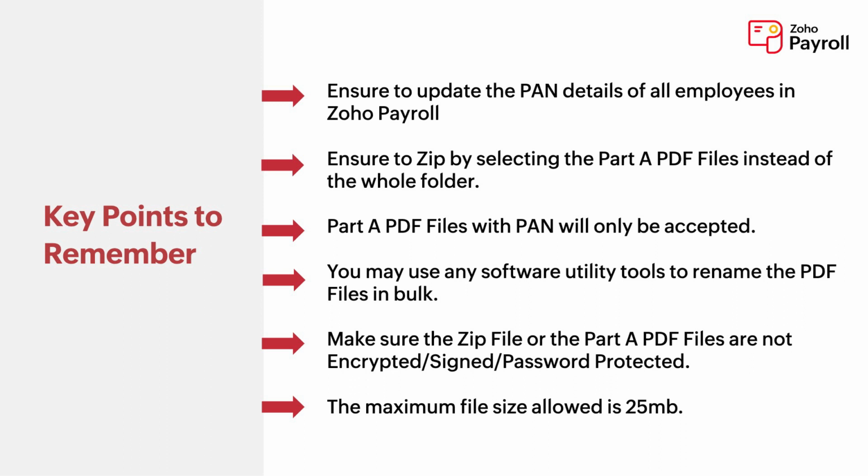Now, with regards to the zip file, you need to ensure that the Part A PDF files are not encrypted, password protected, or signed before you upload them in the application. Now, apart from that, you also need to keep in mind that there is a maximum size limit of 25 MB. Now, in case you do cross the 25 MB limit, you can process or generate the Form 16 for the remaining employees in a separate batch.